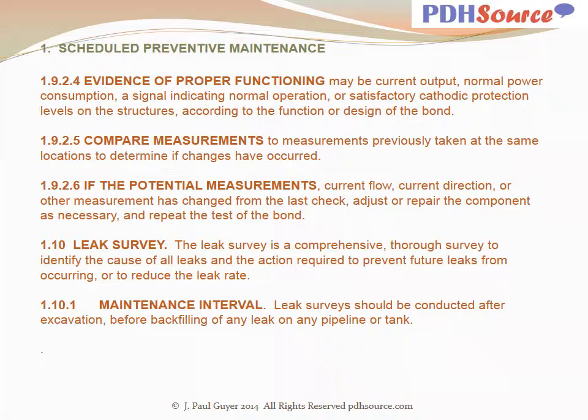Compare the measurements to measurements previously taken at the same locations to determine if changes have occurred. If the potential measurements, current flow, current direction, or other measurement has changed from the last check, adjust or repair the component as necessary and repeat the test of the bond.